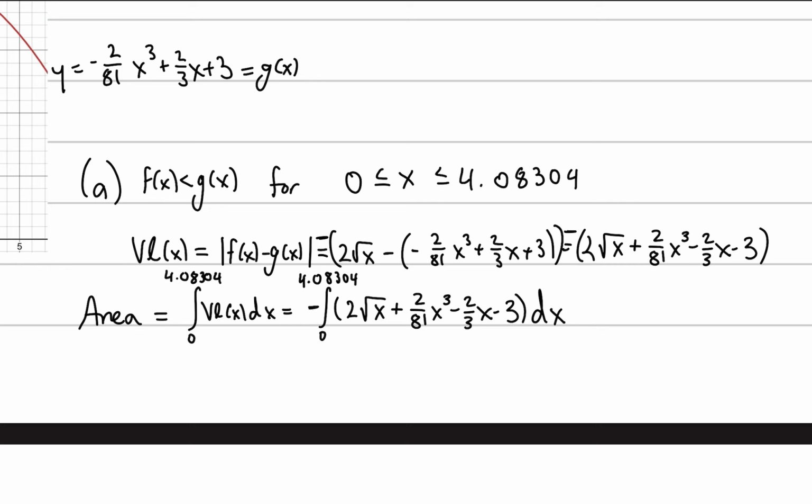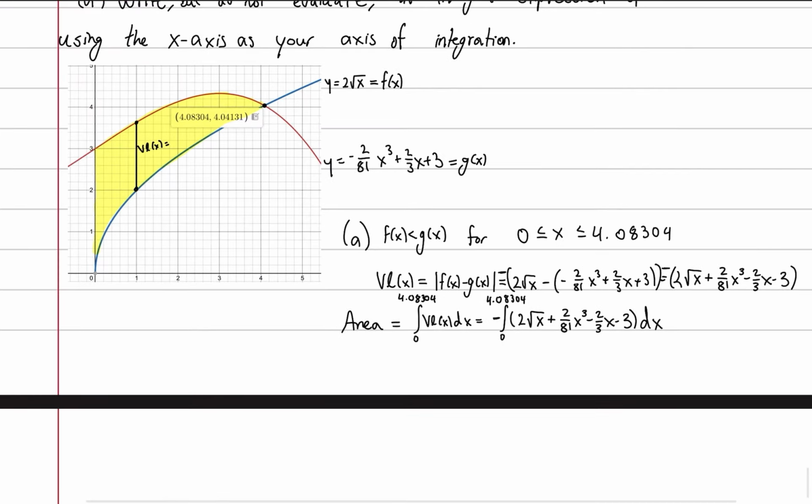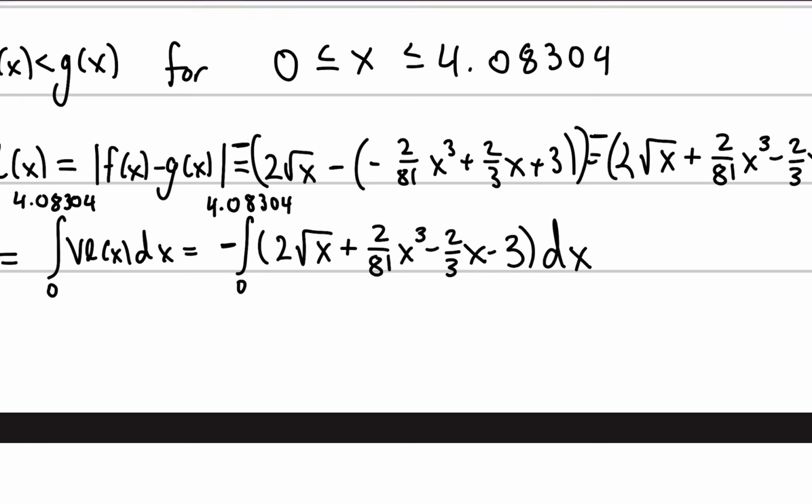The point is that you understand how to get the vertical length and you know how to integrate this vertical length. So where do we go? We go from our original point x equals 0 to x equals 4.08304, and we integrate the absolute value of f minus g, which in this case is g minus f. And I just wrote this negative here because honestly, this is easier to integrate. Now, I'm not going to ask you to integrate. You should know how to do that. That's why I said you should know how to.